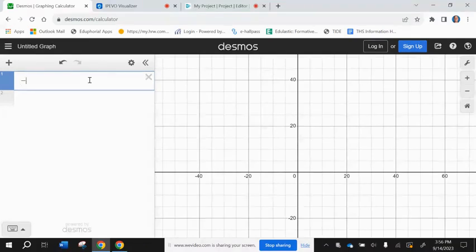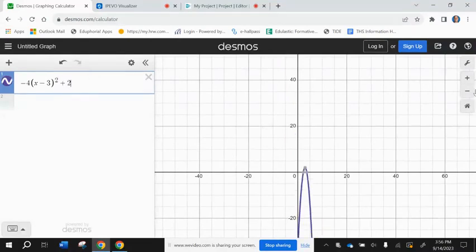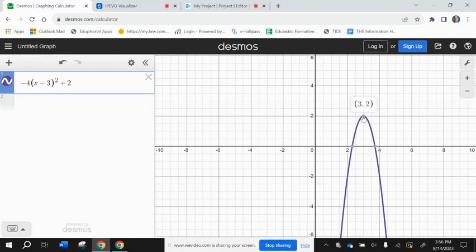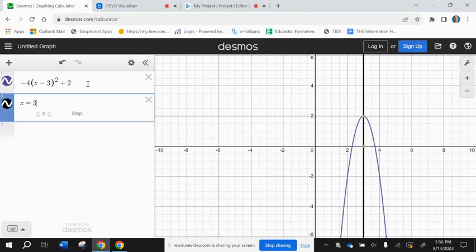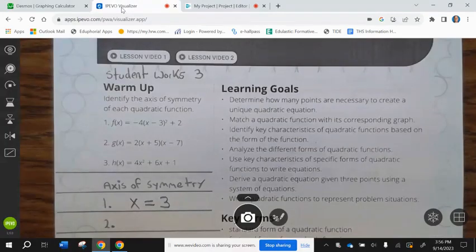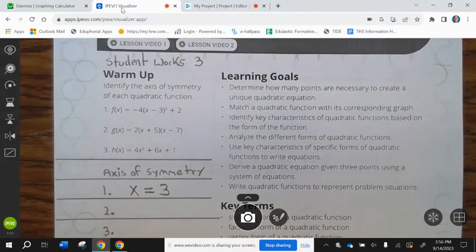I'm going to graph -4 parentheses x minus 3 squared plus 2. I want to press the home key, and there is my axis of symmetry: x equals 3. Okay, let's take a look at number 2.